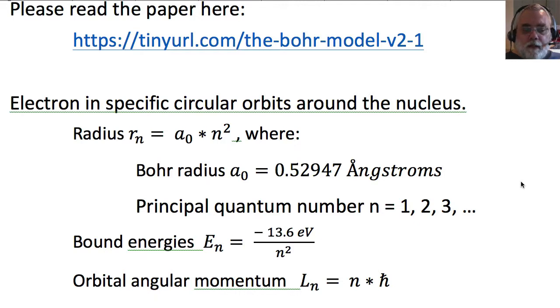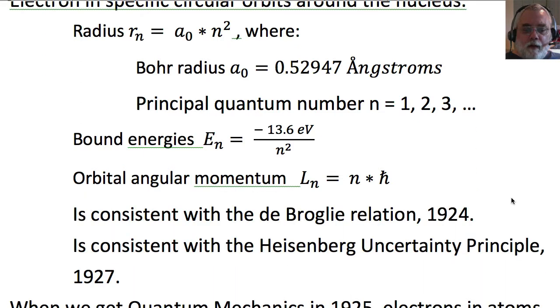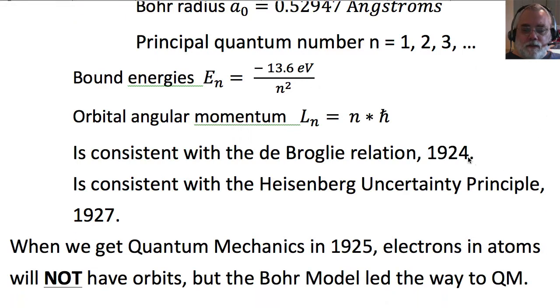Bohr also found that for each quantum number n, the orbit would have a specific orbital angular momentum, and that the orbital angular momentum was quantized in units of h bar. So the angular momentum is n times h bar. Now, not in his paper, but in my paper, I discuss and show that the Bohr model is consistent with the 1924 de Broglie relation, and it is consistent with the Heisenberg Uncertainty Principle of 1927.